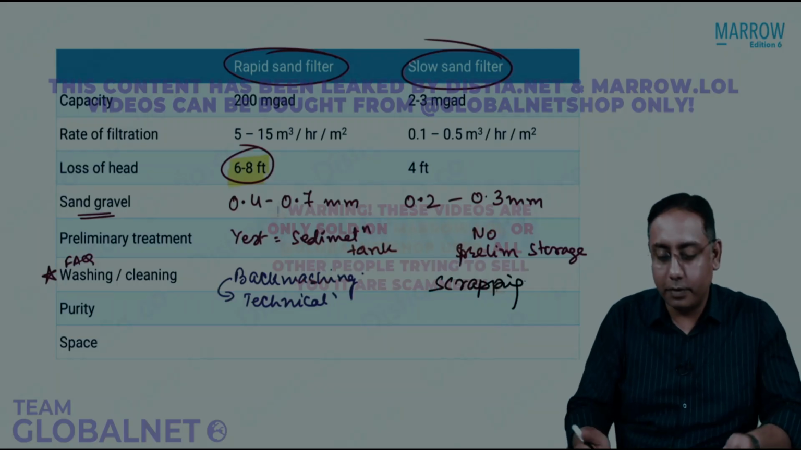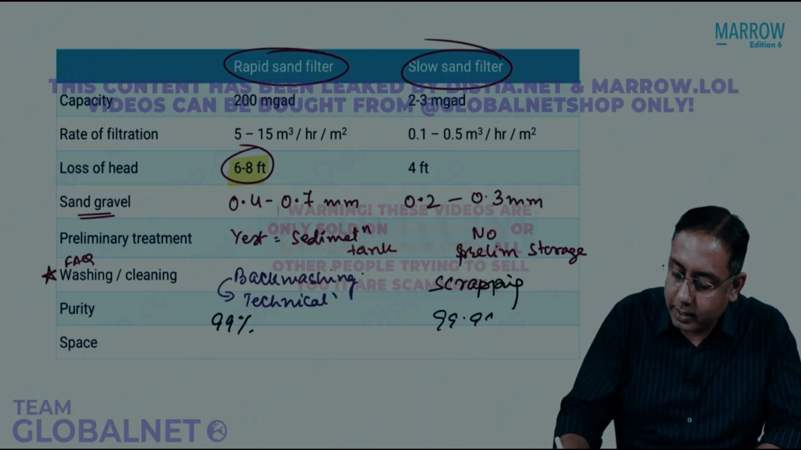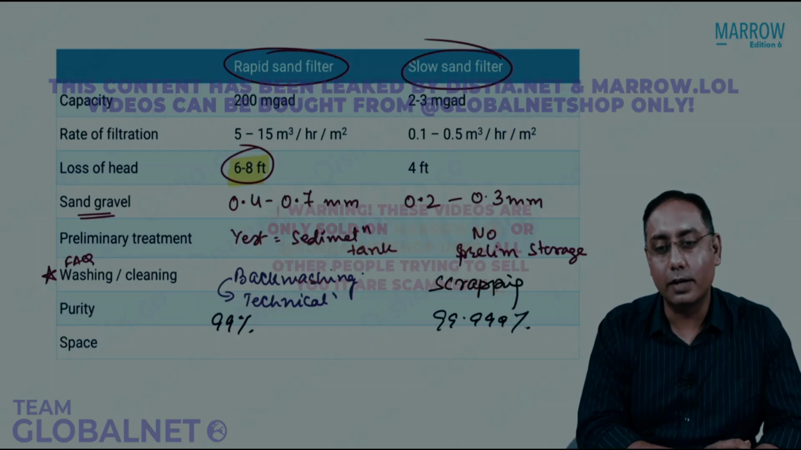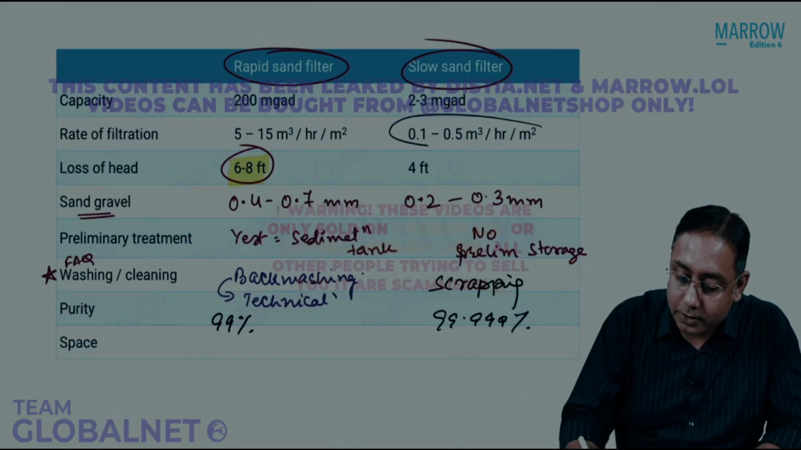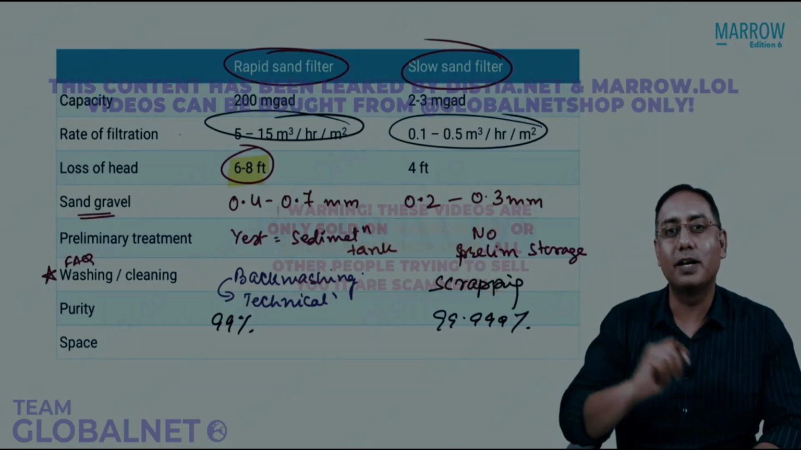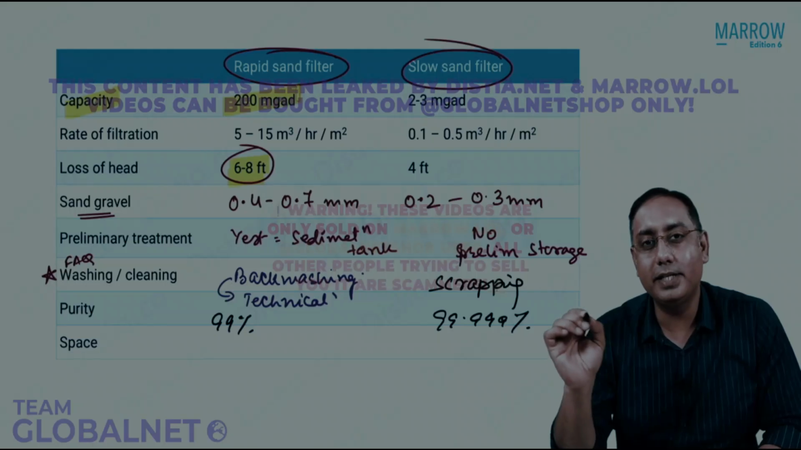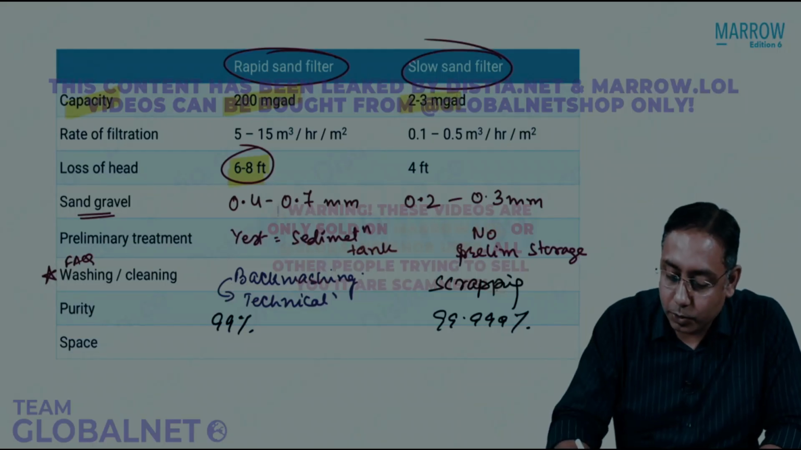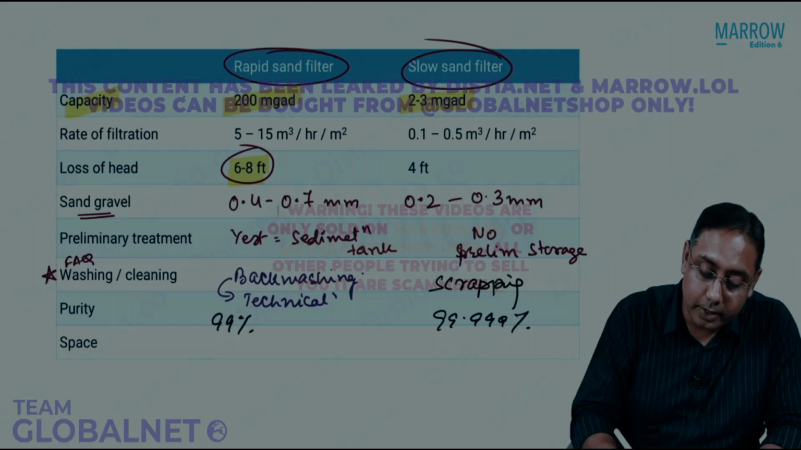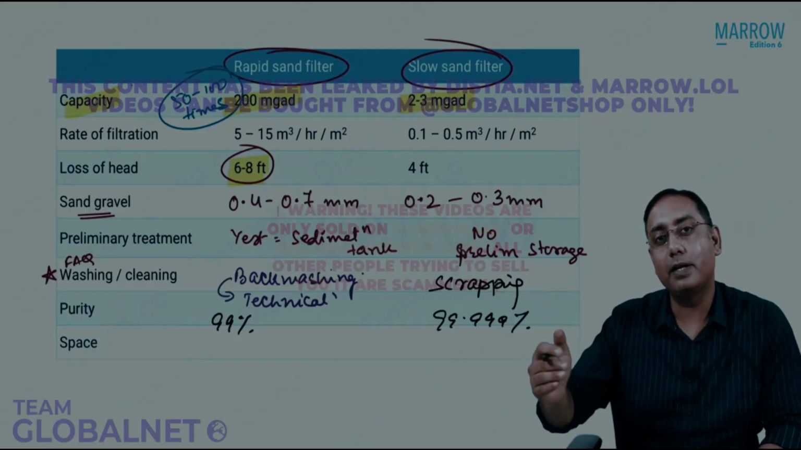Next is, how about the purity? I think we've had a lot of discussion. The rapid sand filter is almost 99% pure, and the slow sand filter is taken as 99.99% pure. It's the purest water that we have, slow sand filter. The rate of filtration of rapid sand filter is roughly 50 to 100 times more than the slow sand filter. The capacity of rapid sand filter is 200 million gallons a day. MGAD stands for million gallons a day. Whereas the slow sand filter is only 2 to 3 million gallons a day. Rapid is 50 to 100 times more rapid than the slow sand filter.